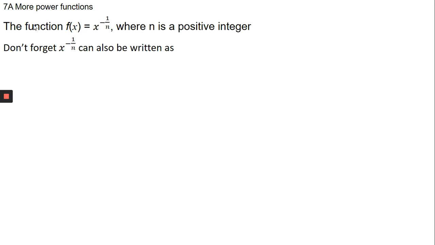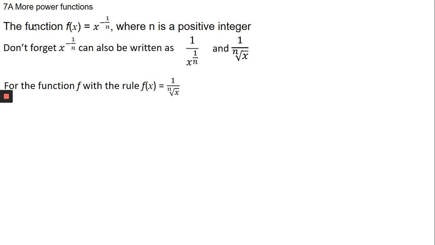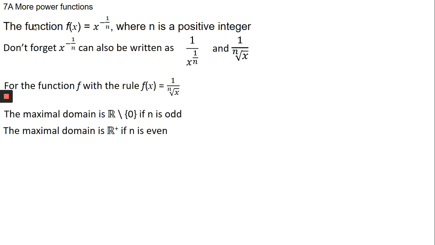So don't forget, we can write x to the power of minus 1 over n as 1 over x to the power of 1 over n, or 1 over the nth root of x. So you might see that written in lots of different ways, just to confuse you. So if we look at that function, the maximum domain depends on whether n is odd or even. So let's have a look at one.